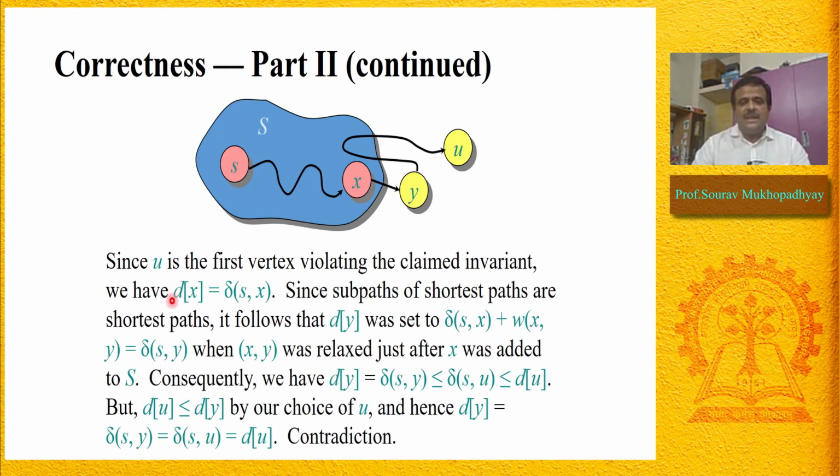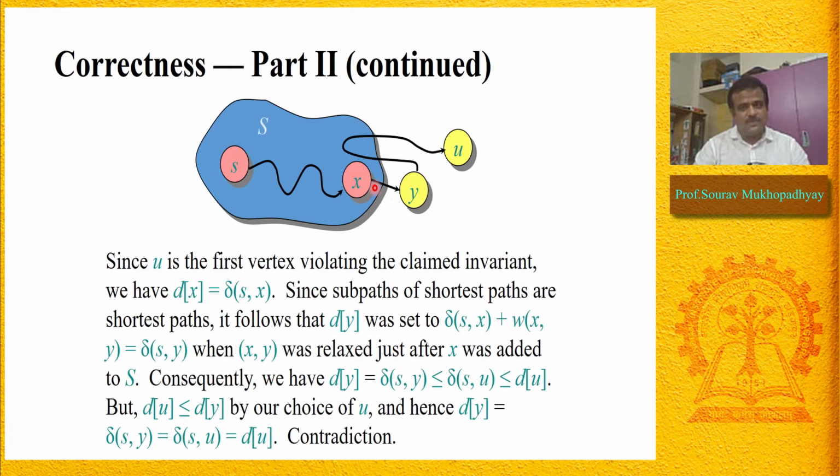Now dx is equal to delta of s comma x, because u is the first vertex which is violating, so for x it will be true. So the key value of x is delta of s comma x. Since this is the optimal substructure, the subpath of a shortest path is a shortest path, it follows that dy was set to delta of s comma x plus w of x comma y, because this is the direct edge. So dy is nothing but delta of s comma y when x was relaxed after x was added to S, because this is the direct edge and there is no negative cycle.